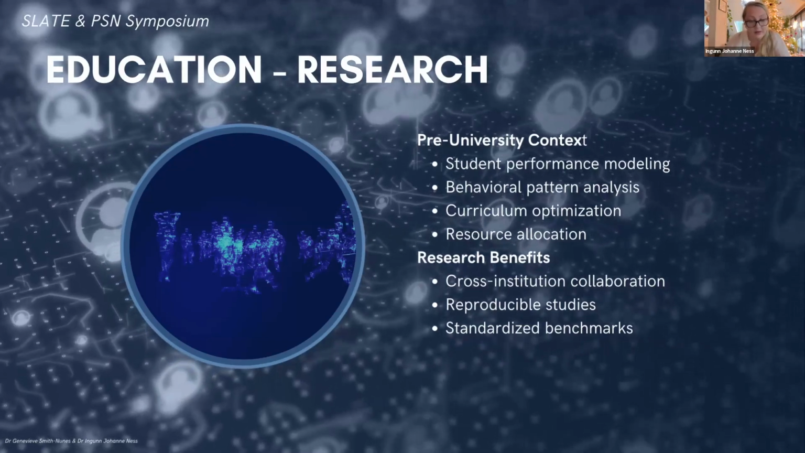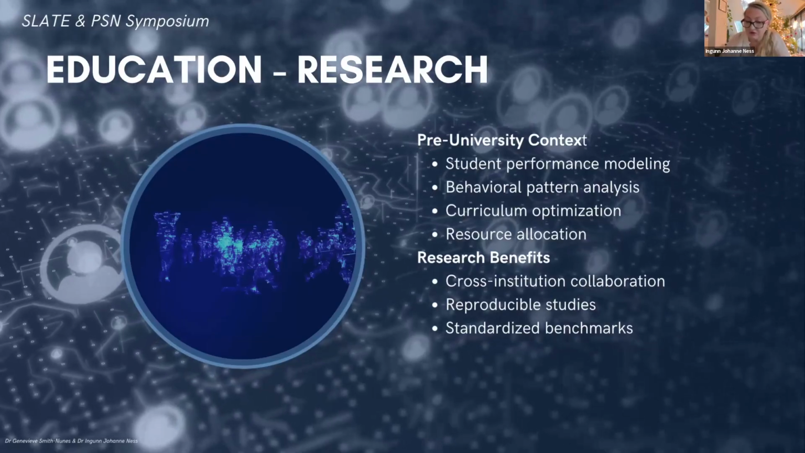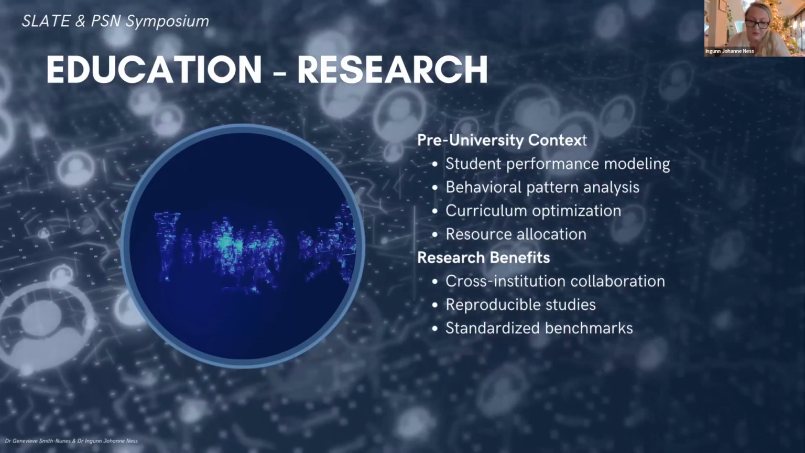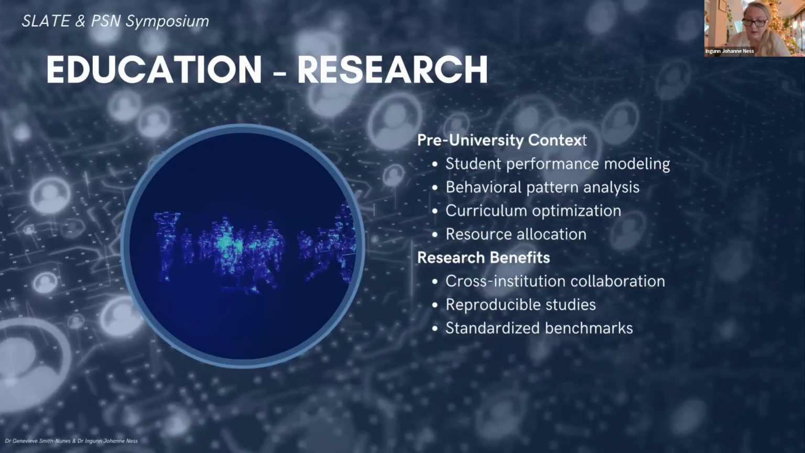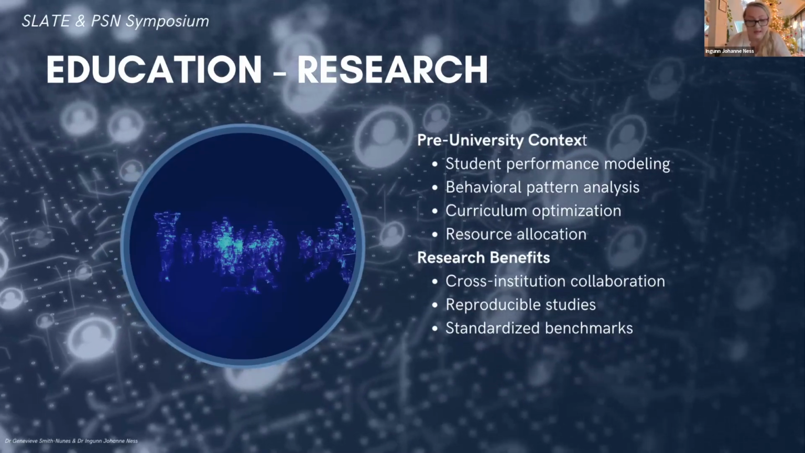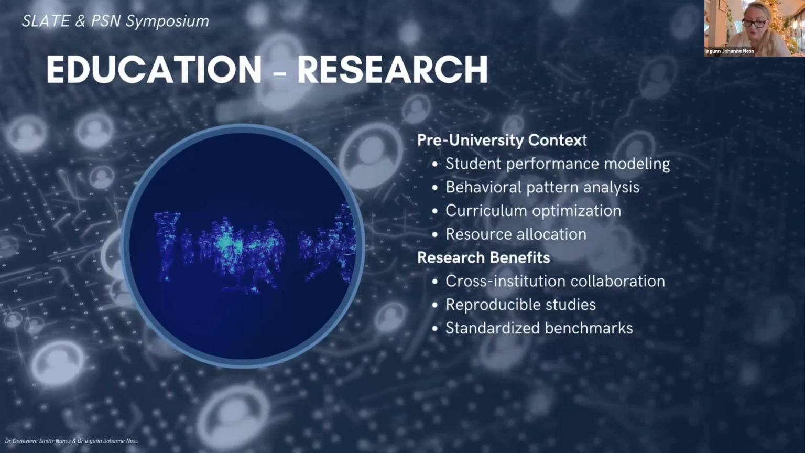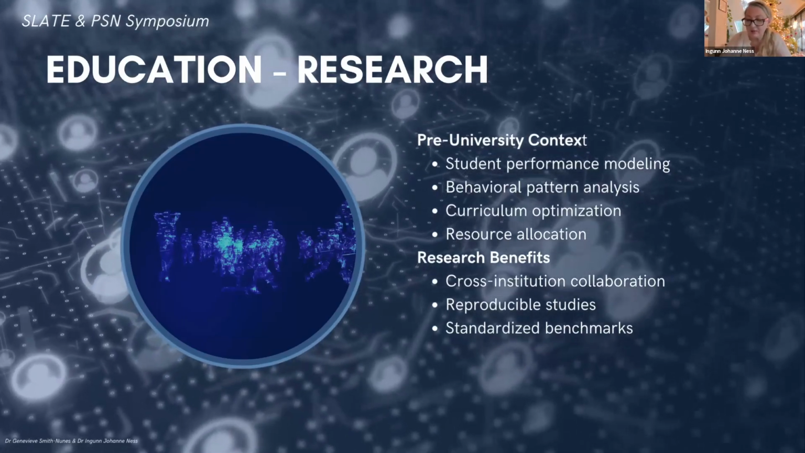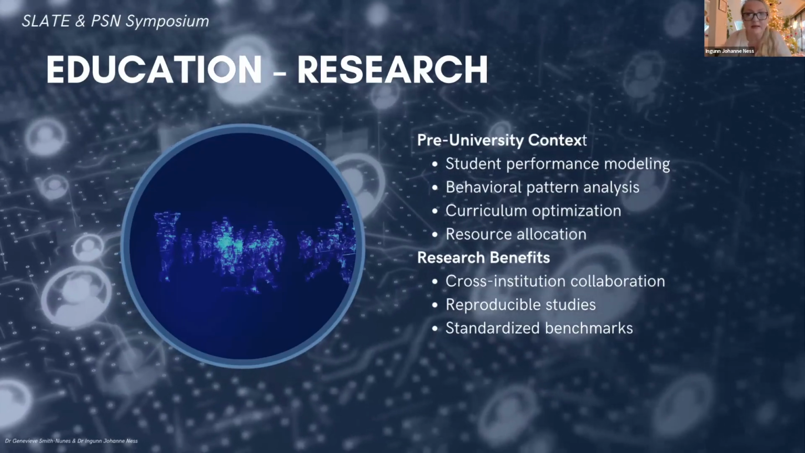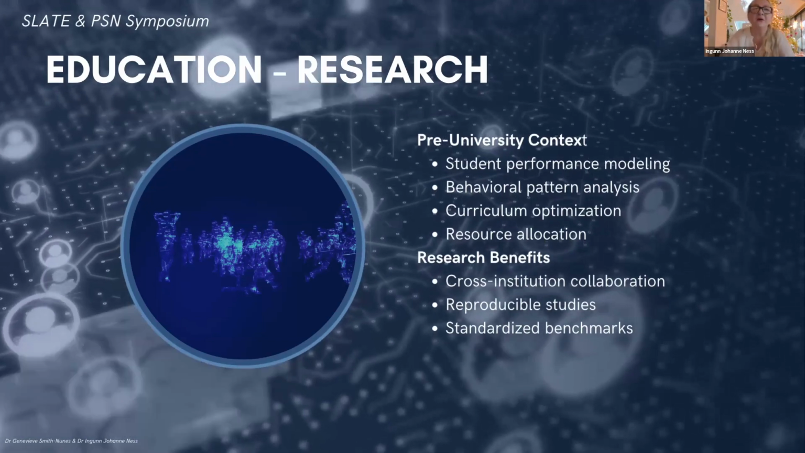Cross-institutional collaboration. This enables secure data sharing across institutions without legal or ethical barriers. Also, reproducibility provides privacy-compliant data sets for replicating studies and validating results. And finally, we have standardized benchmarks, which support consistent testing of AI models with privacy-safe uniform data sets. And now I will give the word back to you, Genevieve, to take us to the more empirical part.